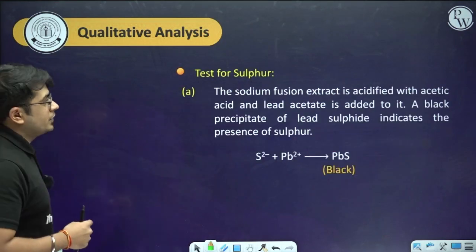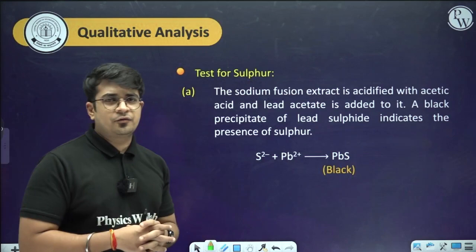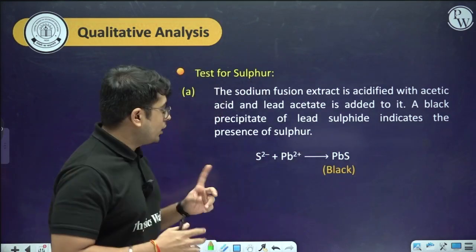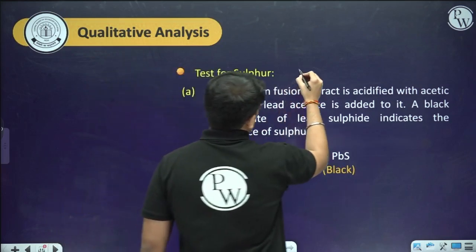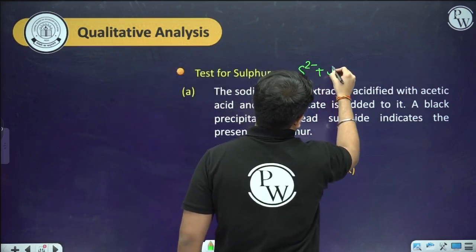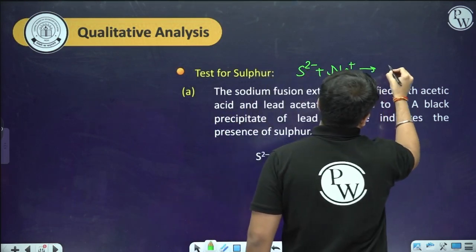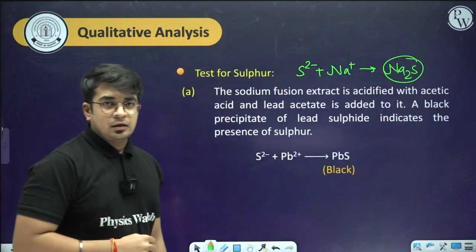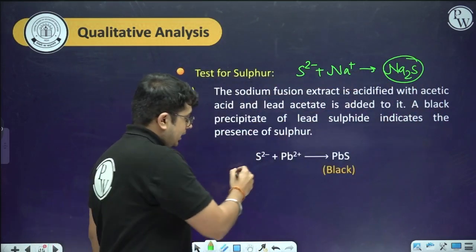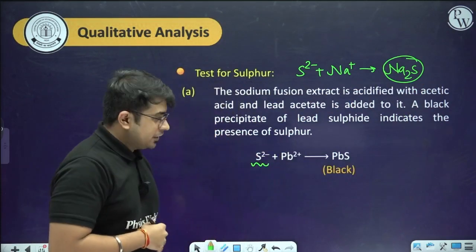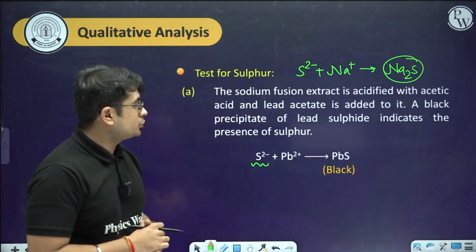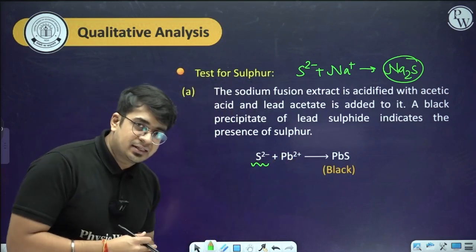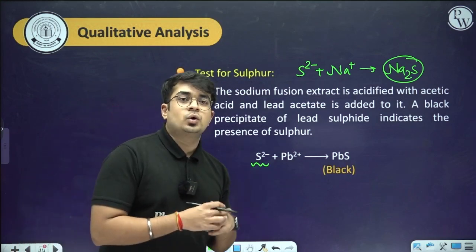Now, in the same way, if I talk about the presence of sulfur, the same type of test we can use, but the reagent might be different in this particular case. Eventually we have S2-, which is going to react with Na+, and it converts into Na2S. Now I have the organic compound, it means I have the ion in aqueous solution, I have the S2- part. If I add Pb2+ aqueous solution, the sodium fusion extract, first of all, is going to be acidified with acetic acid, because the entire reaction is going to occur in the acidic medium.